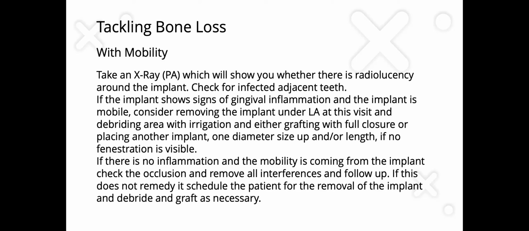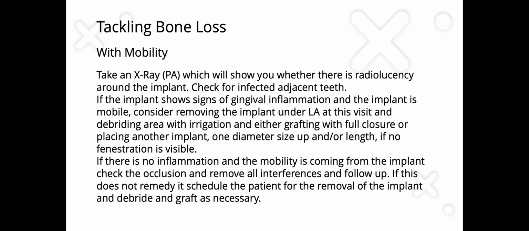Let's say we're tackling bone loss and there is mobility. It's not the end of the world. We can take an X-ray, which shows whether there is radiolucency around the implant. Again, check for infected adjacent teeth. That might be the culprit, okay? Address those. If the implant shows signs of gingival inflammation and the implant is mobile, consider removing the implant under local anesthetic at this visit and debriding the area with irrigation and either grafting with full closure or placing another implant, one diameter size up or in length, if no fenestration is visible, of course.